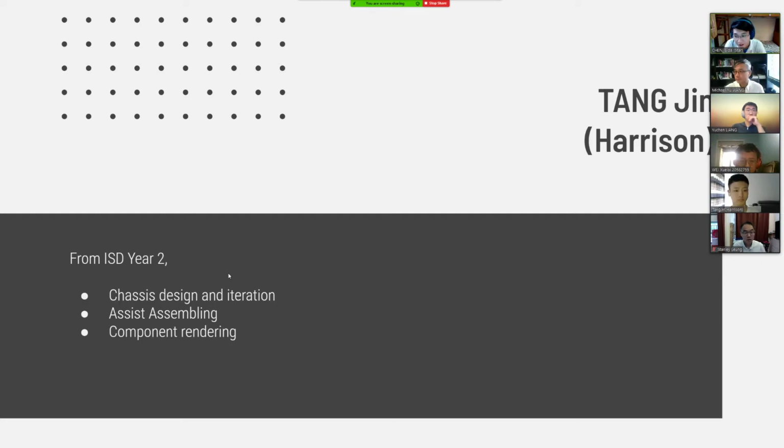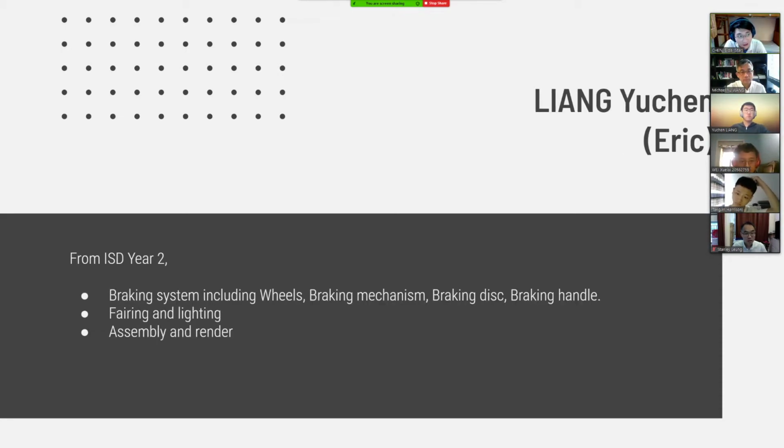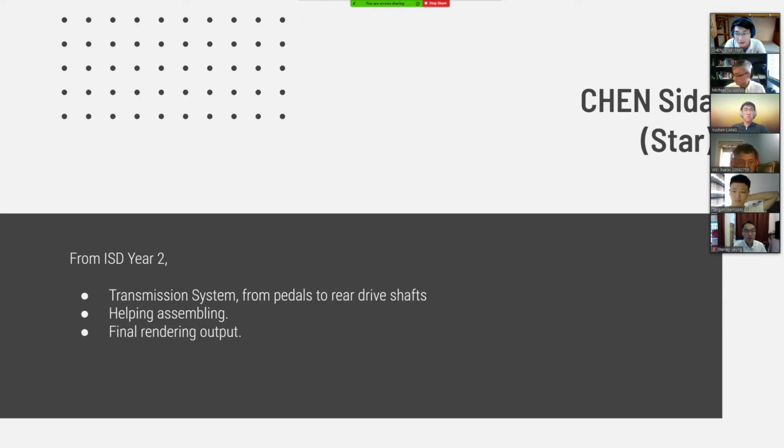We have Harrison Tang Jing, who will be in charge of the chassis design and iteration. Then Martin Weishuilai, who draws the steering system and the user interface. Then Eric Liang Yuchen, who will draw the braking system, including the wheels, and also the fairing and the lighting. And lastly is me, Chen Star, and I am in charge of the transmission system from pedals to rear drive shafts.